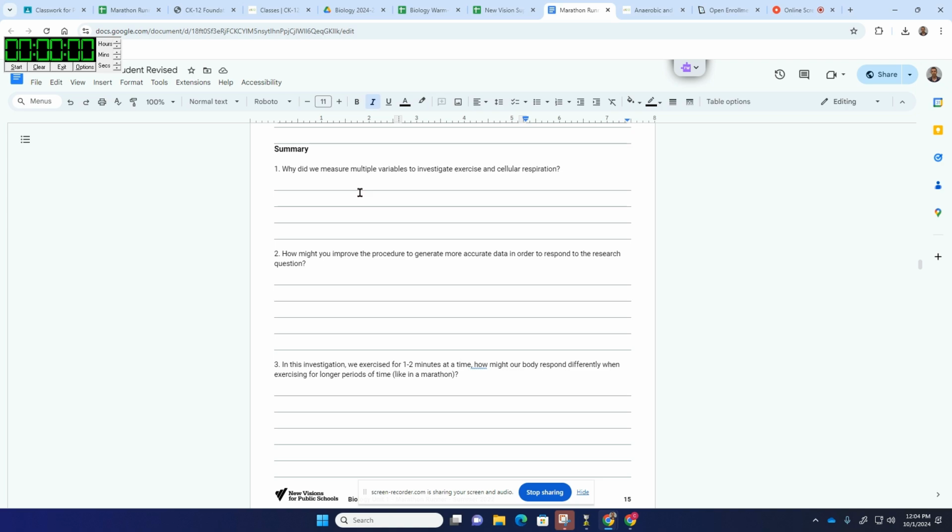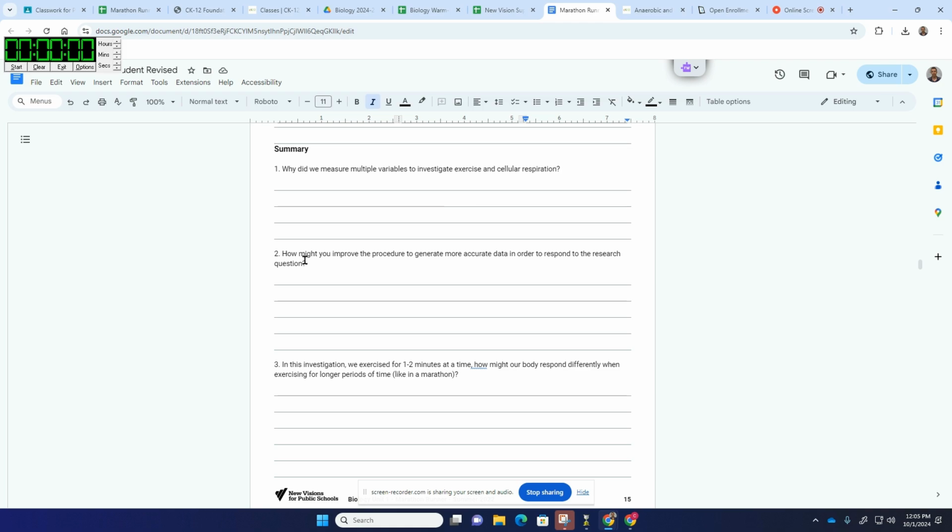It says, why did we measure multiple variables to investigate exercise in cellular respiration? Well, because we wanted to see how it affects the entire body, right? We wanted to look at your body systems. We wanted to look at organs. We wanted to try to look at cells. We didn't really see cells, but we wanted to look at all of the different connected systems and how they responded. So that's why we did heart rate and breathing rate and the carbon dioxide molecule test.